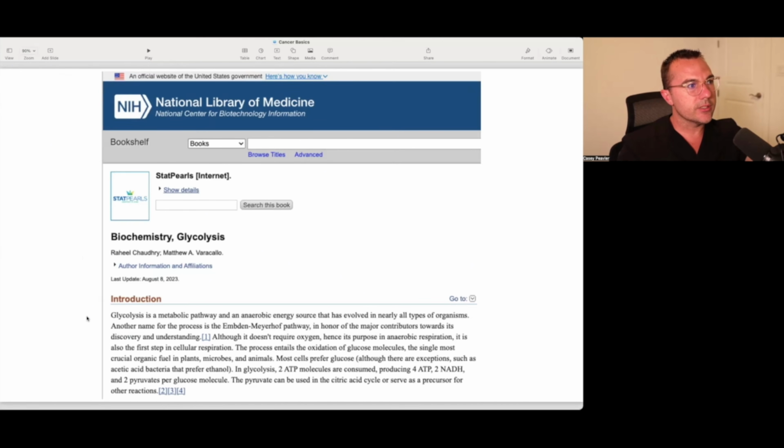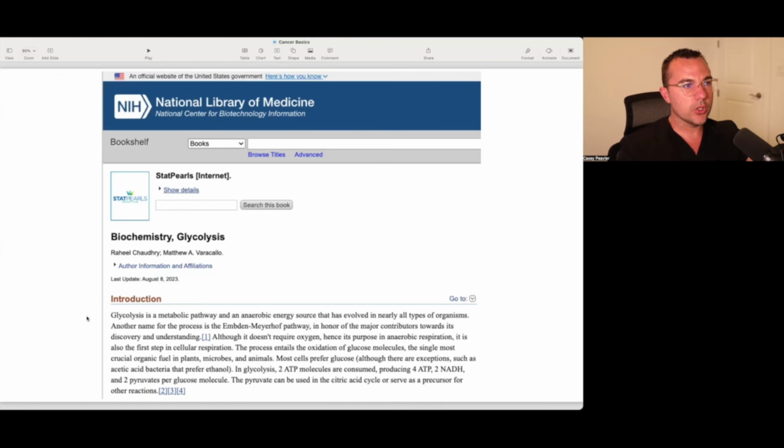It says glycolysis is a metabolic pathway with an anaerobic energy source that has evolved in nearly all types of organisms. Another name for this process, and funny enough, Dr. Seyfried a lot of times refers to it as this, is the Embden-Meyerhof pathway, in honor of the major contributors towards its discovery and understanding. Although it doesn't require oxygen, hence its purpose in anaerobic respiration, it is also the first step in cellular respiration. The process entails the oxidation of glucose molecules, the single most crucial organic fuel in plants, microbes, and animals.